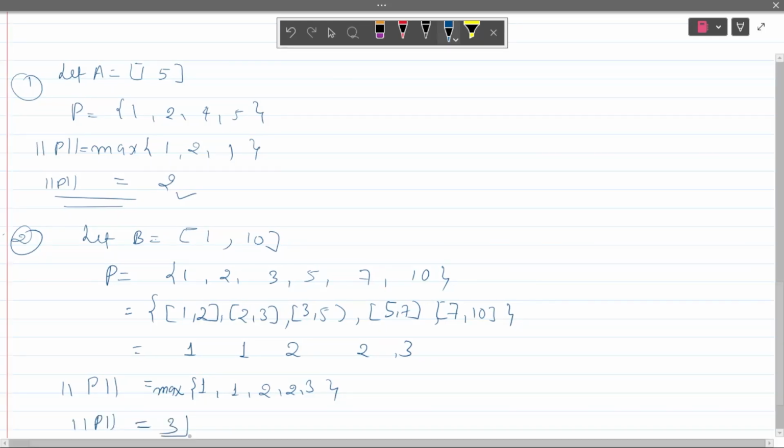This is how we find the norm of a partition.